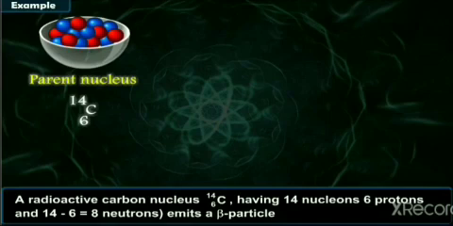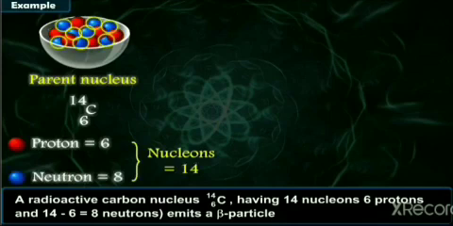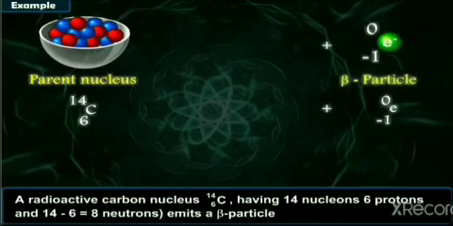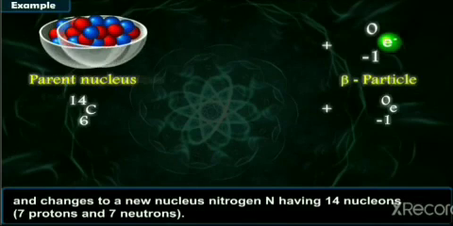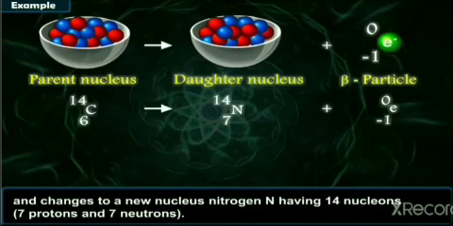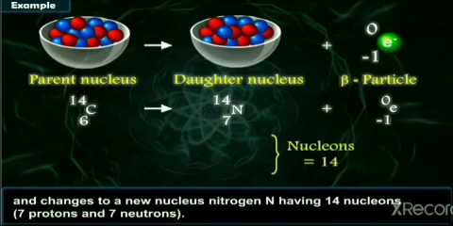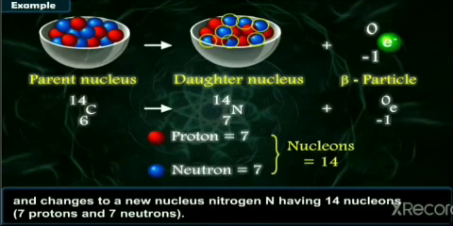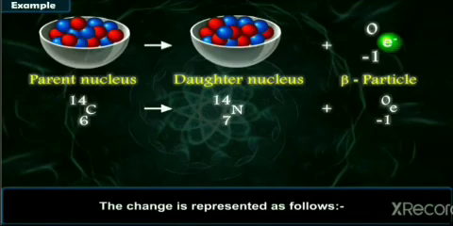Example: a radioactive carbon nucleus C-14-6, having 14 nucleons, 6 protons and 8 neutrons, emits a beta particle and changes to a new nucleus, nitrogen N-14-7, having 14 nucleons, 7 protons and 7 neutrons. The change is represented as follows. C-14-6 gives N-14-7 plus e(0,-1).